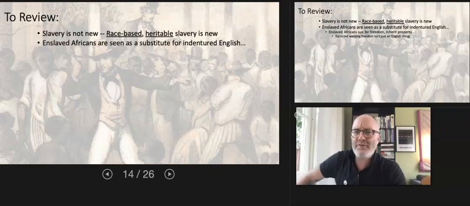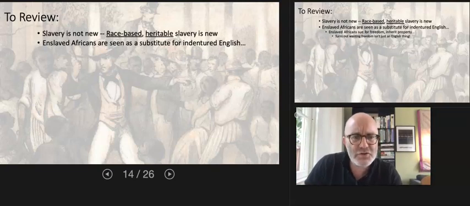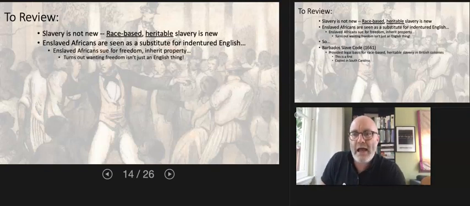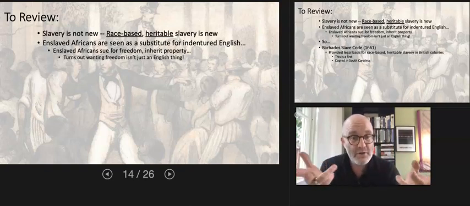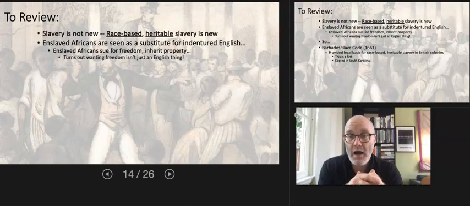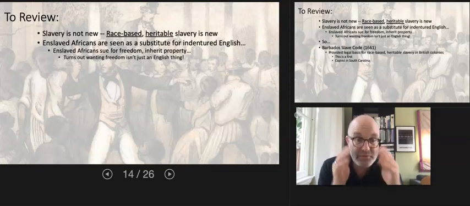So enslaved Africans are seen as a substitute for indentured English because the indentured English are causing too much trouble, in particular in Virginia, which is one of the focuses here. As it turns out, wanting freedom is not just something the English have a knack for. Enslaved Africans sue for their freedom. They save money and they manumit, or buy, their own freedom. So that is a kind of shock.